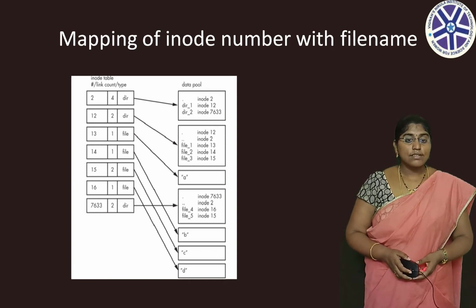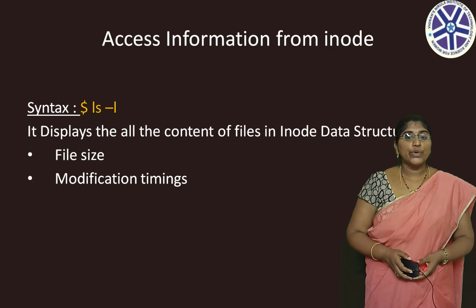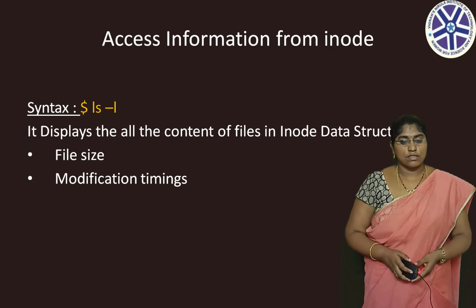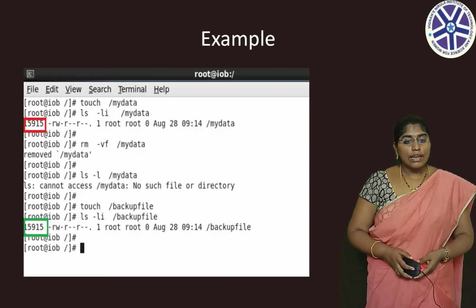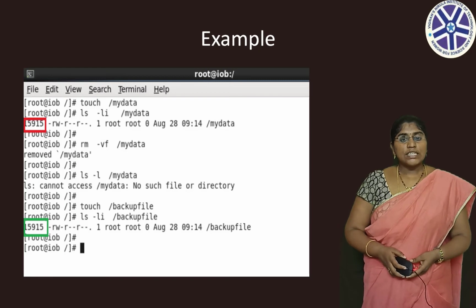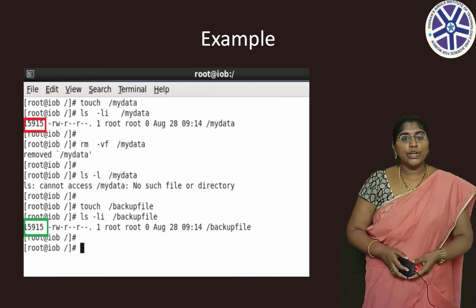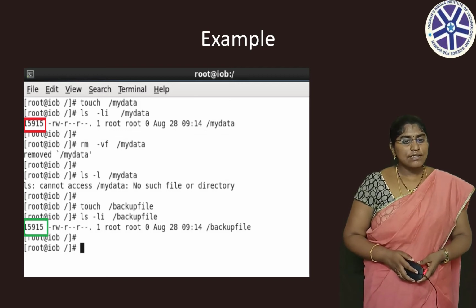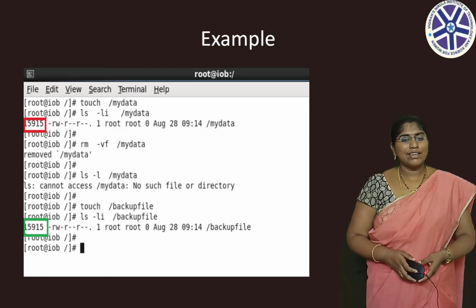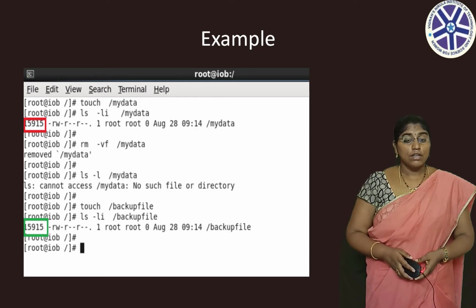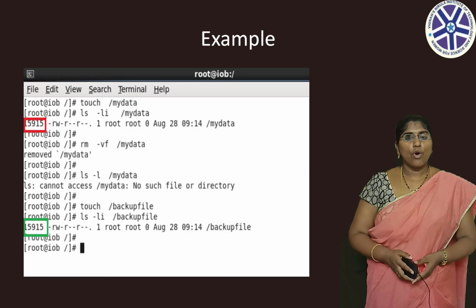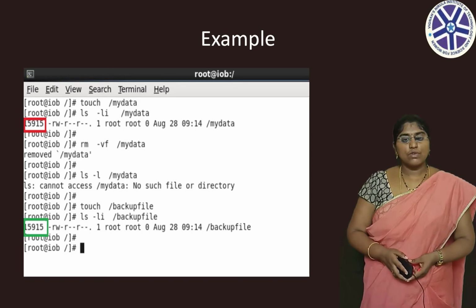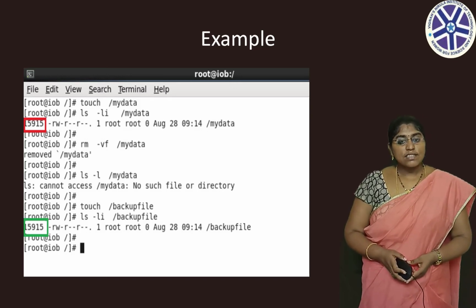Next topic is access of information from inode. How you can access the information from the inode data structure. By using the ls -l command, you can display the contents of files from the inode data structure. So what type of content can you display? File size, modification details, file types, permissions, owner of a file, and group. All this type of information can be displayed by using this command.